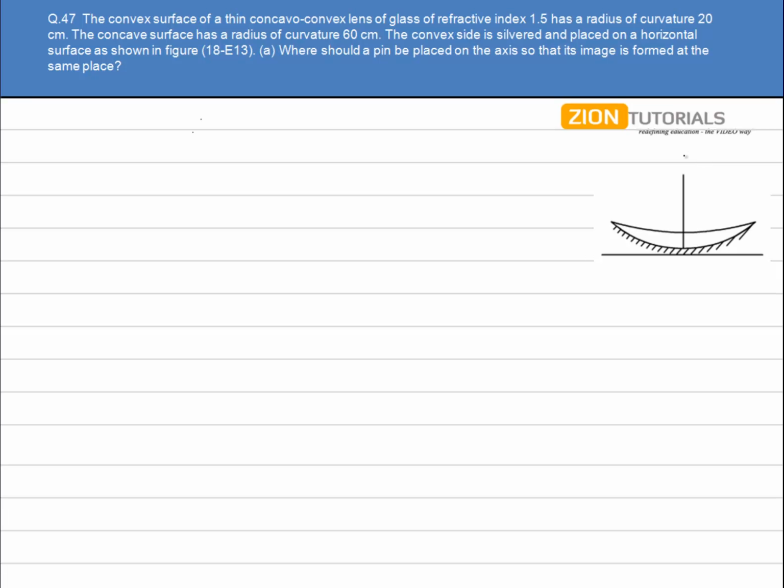Fine. Now first of all, the radius of curvature of this surface is 60 cm and the radius of curvature of this surface is 20 cm. That is given to me. Let's say the pin is at a distance x from the lens. Alright, now first of all, refraction will take place from the concave surface.